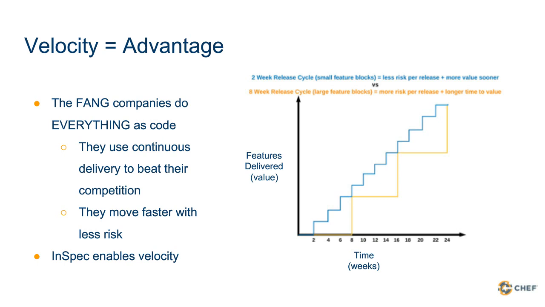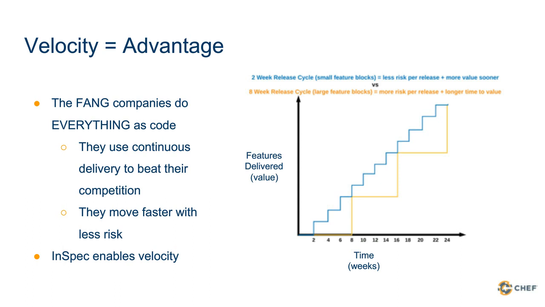Also, rolling back is becoming a thing of the past, because if you have that high velocity pipeline, instead of rolling back, you roll forward. You fix the code, improve the code, and then push it out. Being able to iterate quickly is important, and that's what doing everything as code gets you.